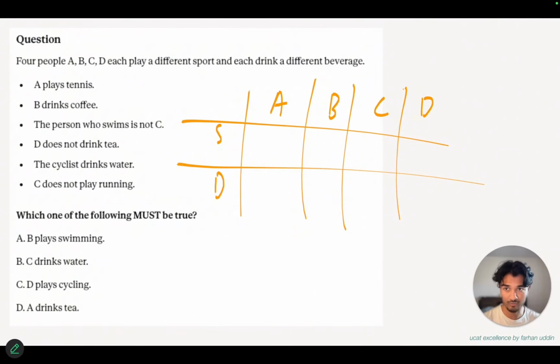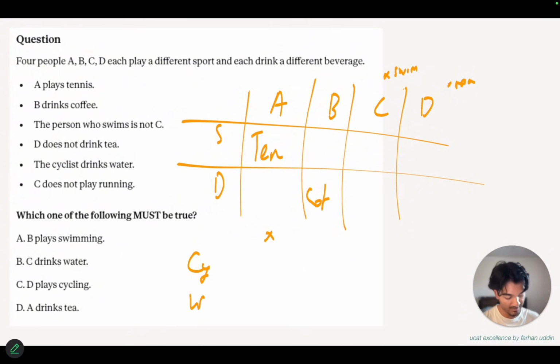So let's go through the concrete piece of information. A plays tennis. So we're going to put down tennis in this box. B drinks coffee. The person who swims is not C. I'm just going to put this here just so I remember. D does not drink tea. So no tea. The cyclist drinks water. Now, this piece of information might feel a bit iffy for us. We're not too sure what to do with it, but it is actually quite an important piece of information because it means that there has to be a combination of cyclist and water somewhere.